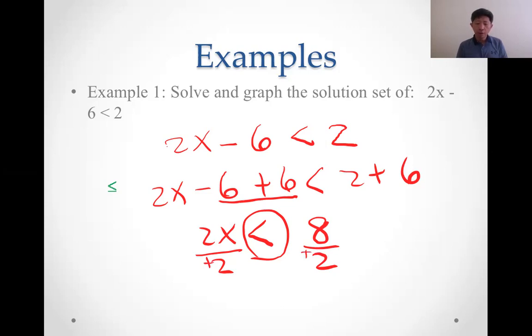So 2x divided by 2 is x. 8 divided by 2 is equal to 4. What's the answer? The answer is x is less than 4.